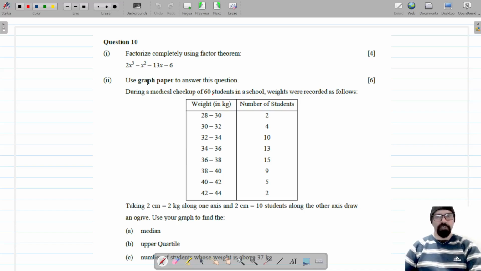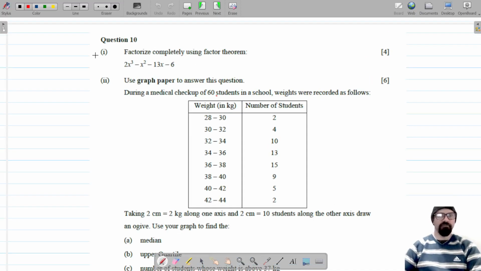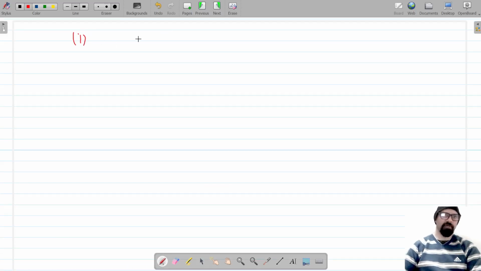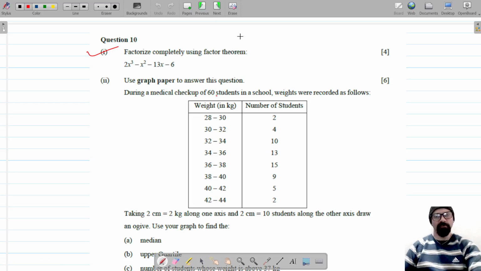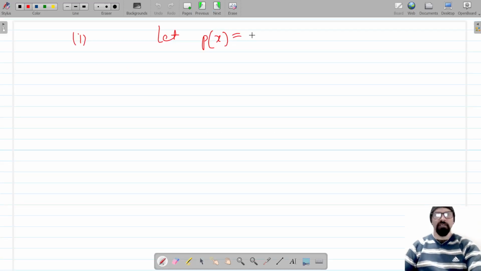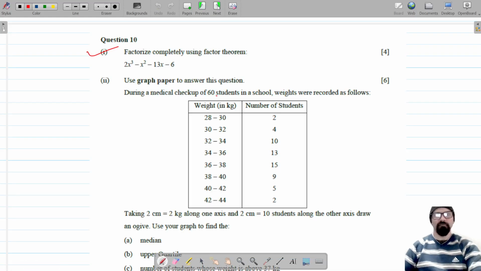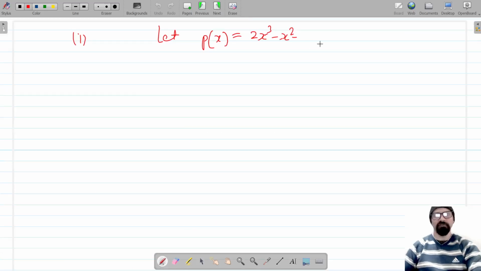For question number 10, we have to factorize completely using the factor theorem. And let this be polynomial p of x. So we are going to solve the first part. So let this be a polynomial p of x, and its degree is 3, so it's a cubic polynomial. This is 2x cubed minus x square minus 13x minus 6.